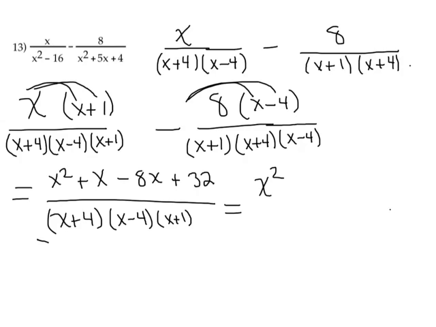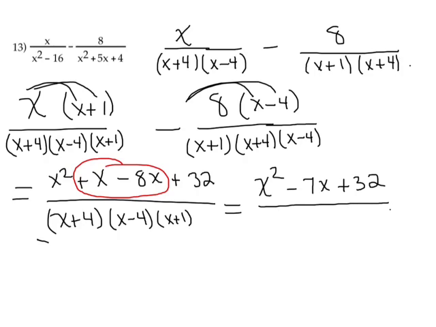Now this gives me x squared in the middle right here. Let me get a different colored pen. In the middle right here, I can combine these terms: x minus 8x gives me negative 7x. So x squared minus 7x plus 32 over x plus 4 times x minus 4 times x plus 1.